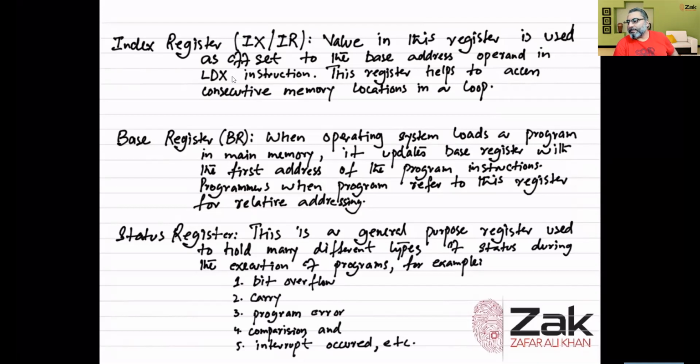This is a general purpose register used to hold many different types of status during the execution of a program. That execution is either arithmetic or logic, because this is being used by the arithmetic logic unit. I told you about it. Each bit of it is known as what? Flag. So flags are set and cleared, set and reset. Putting 1 is set; clear or reset is 0. So it has carry. Carry is set to 1 if there is a carry following the addition operation that we have done.